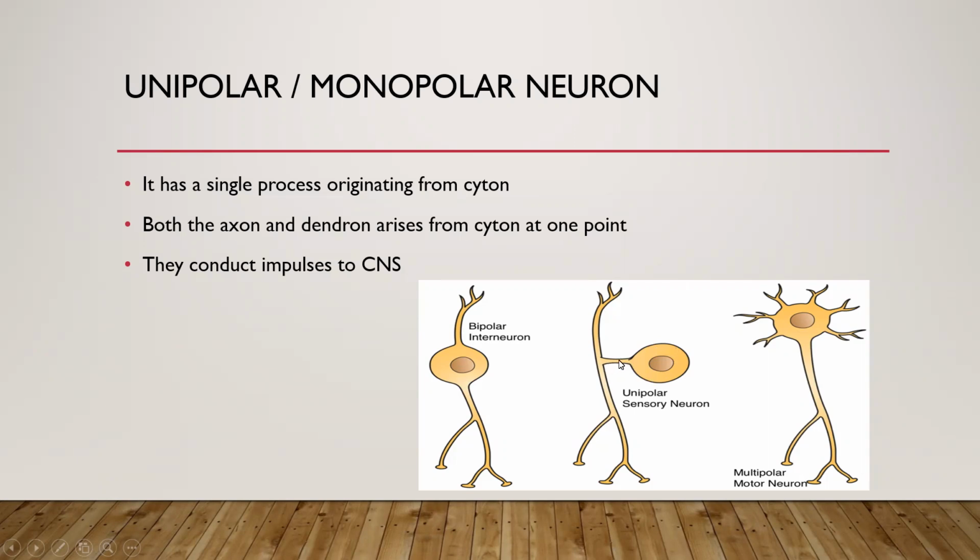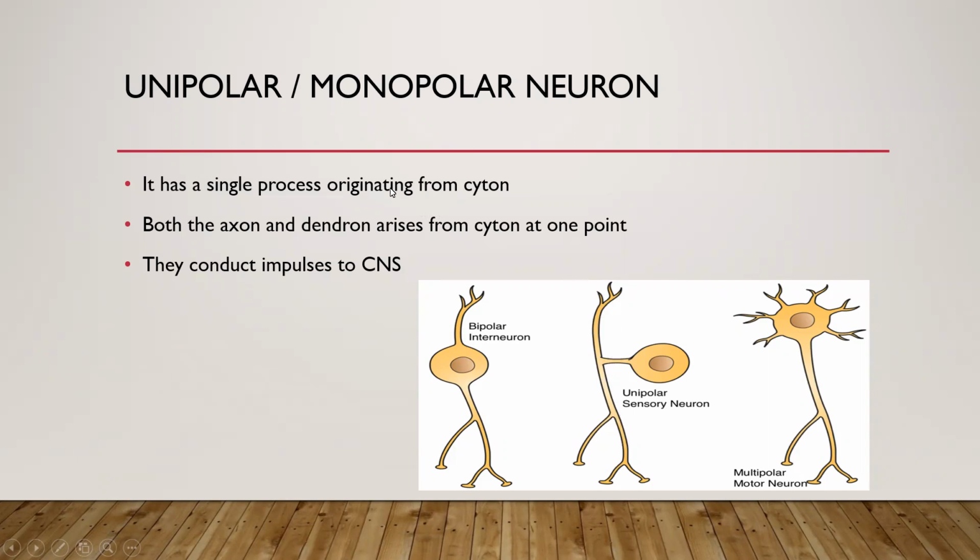You can see this single point, and from the single point you can see the axon coming out and the dendron also given out. Two processes are given, one is axon, the other is dendron. But from where do this axon and dendron originate? They originate from a single process. This is the single process. And as they develop from a single process, such a neuron is called unipolar neuron. Both the axon and dendron arise from the cyton at one point. You can see this is a single point, and from one point both axon and dendron arise.